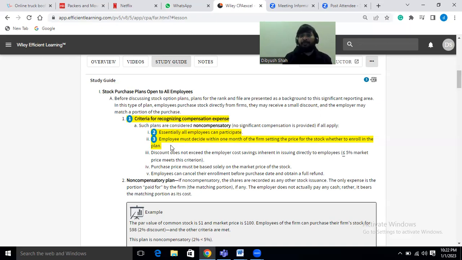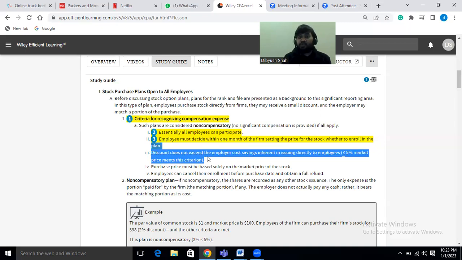You have to give your employees some discount on the market price, but that discount cannot exceed the employer cost saving inherent in issuing directly to employees. Now, what does that mean? Whenever you go to the market, you have to understand that there is a risk. First, it might not get subscribed. Let's talk about Apple. Of course, it will get subscribed, but you have to pay underwriter's commission, issuing cost, printing, and other charges. To employees, you don't need to pay so many costs. Perhaps a little paperwork is enough. You don't want to pay an underwriter fee or anything like that.